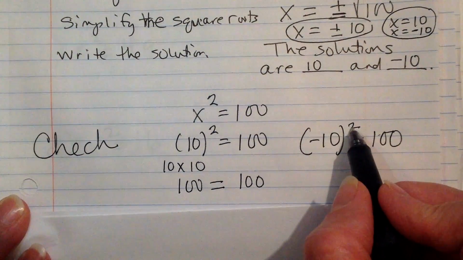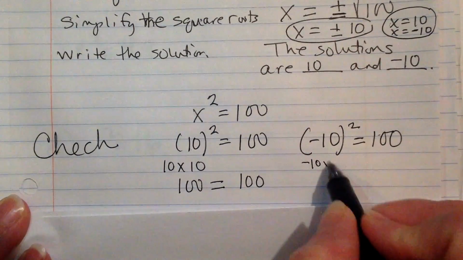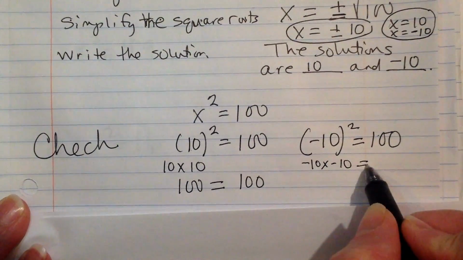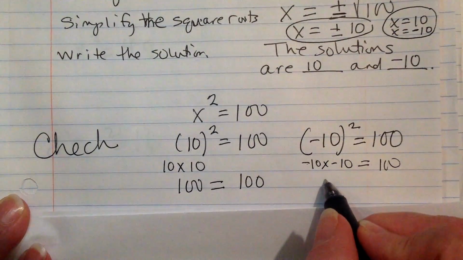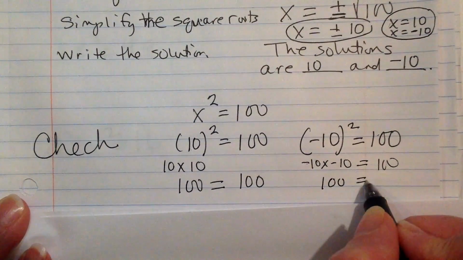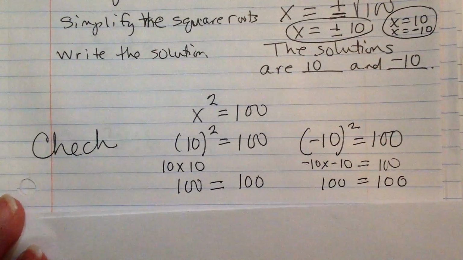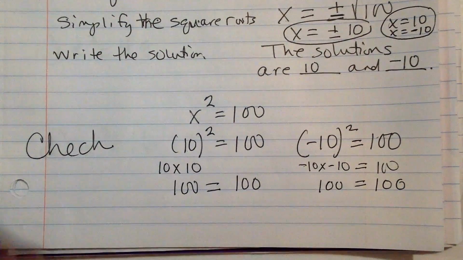Negative 10 squared. That's negative 10 times negative 10 equals 100. Well, what is negative 10 times negative 10? You will get positive 100 equals 100. So yes, my answer is correct.